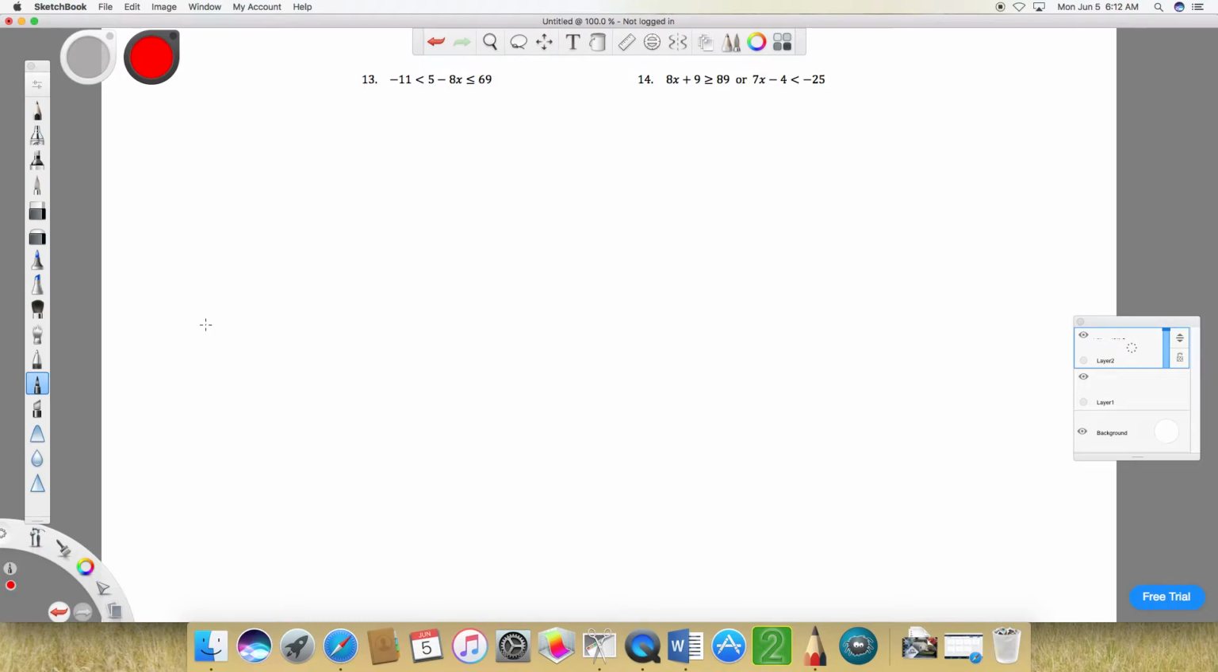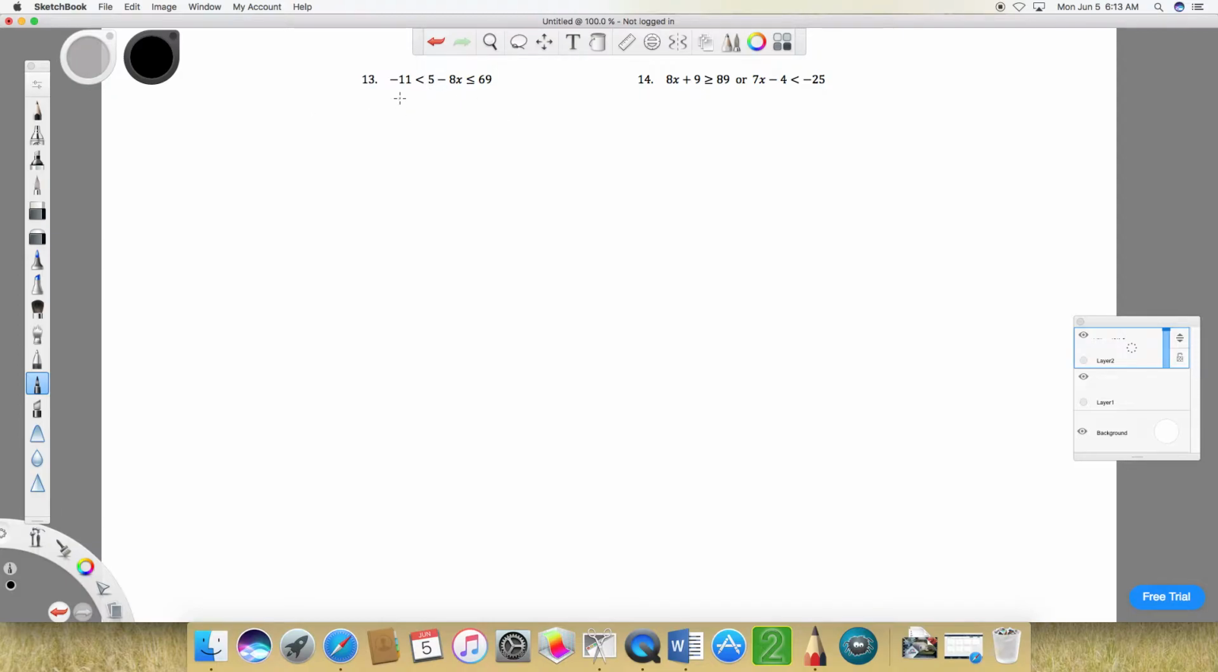Let's take a look at these two problems. They're both compound inequalities, but you can see on the left that there's three sections to it. This will be a compound inequality that we use the word and. Over here in number 14 will be a compound inequality that we use the word or. And it's always that word or will always be written where the word and may or may not be.